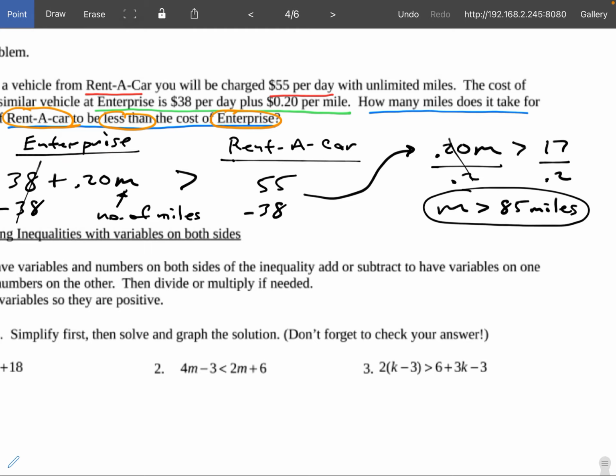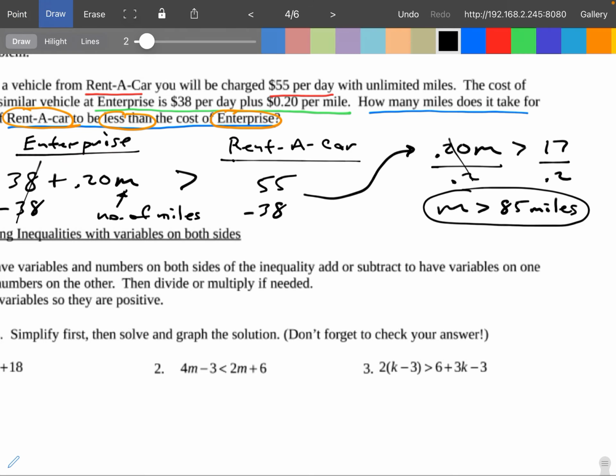So let me say it again. If you're going to go less than 85 miles, you're going to stick with Enterprise. But if you're going to go more than 85 miles, well, I should say less than or equal to 85 miles, since at 85 miles they'd be equal to each other. So if you're going to go less than 85 miles, you're going to want to go with Enterprise. If you're going to go more than 85 miles, you're going to want to go with rent-a-car.